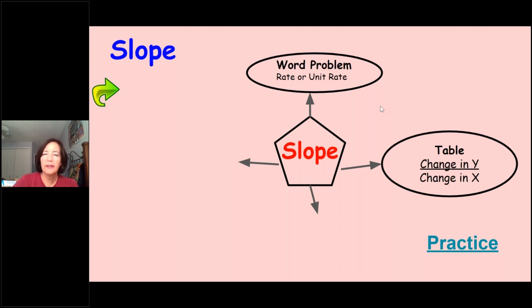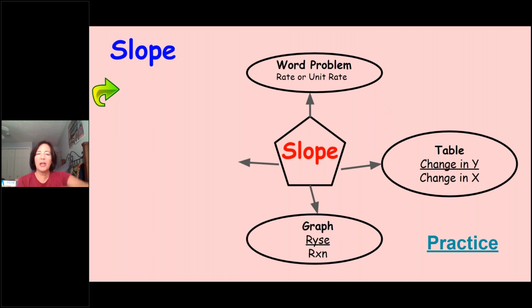In a table, and again, I'll show you an example of a table in just a minute, lots of examples on previous videos, in order to find the slope, you're going to take the change in the y values and divide that by the change in the x values.